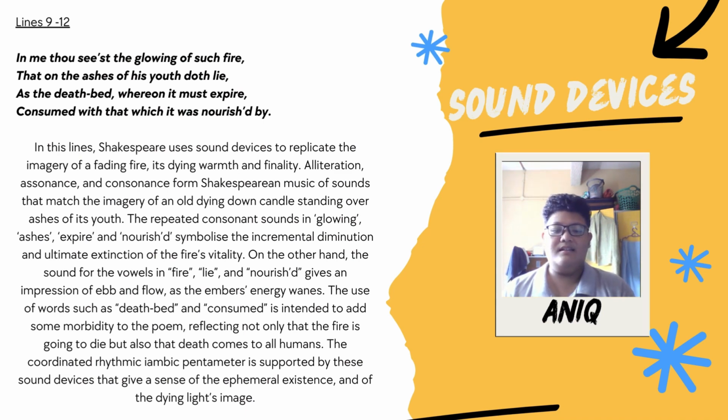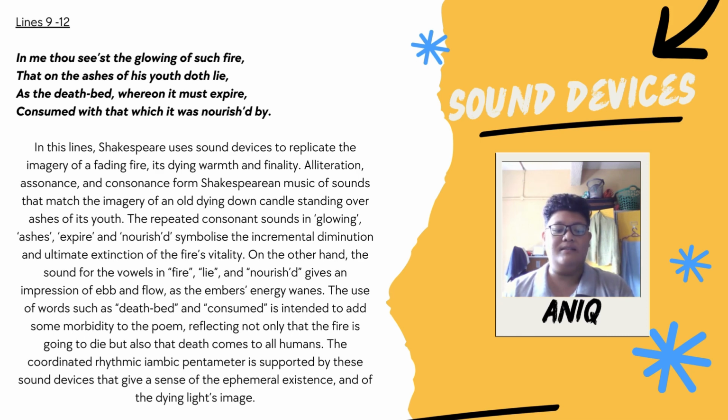In these lines, Shakespeare employs sound techniques to mirror the imagery of a fading fire diminishing to an eventual end through alliteration, assonance, and consonance. He creates a musicality that echoes the imagery of an aging flame dwindling like a candle over the remnant of youth. The repeated consonant sounds in words like glowing, ashes, expire, and nourished symbolize the gradual decline and eventual extinction of the fire's vitality.